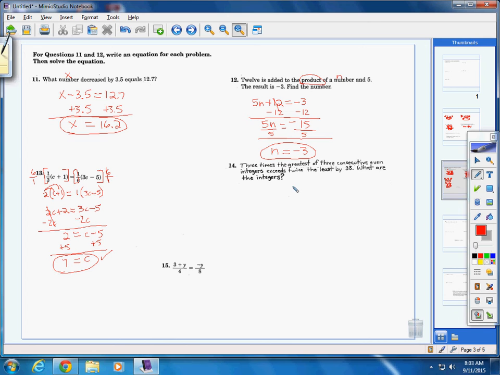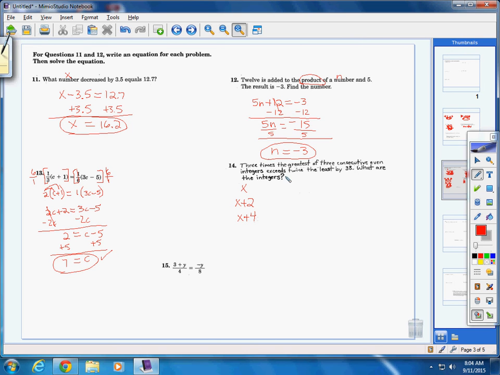On to 14. 3 times the greatest of 3 consecutive even integers exceeds twice the least by 38. Well, we don't know any of the 3 integers. So let's start by saying our smallest integer is, we're going to call it x. The second smallest will be x plus 2, and the third smallest will be x plus 4. So these 3 guys are our 3 integers.